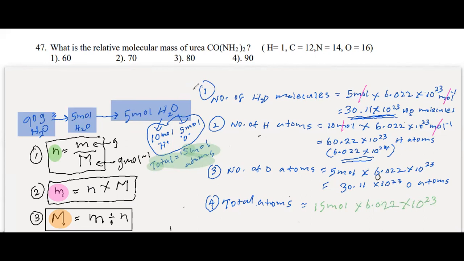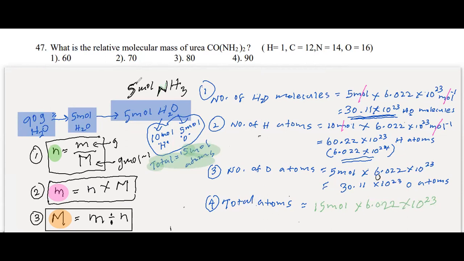The same method here. Instead of water, you can put here 5 moles of ammonia. Then they can ask number of nitrogen atoms. If you want to find the total number of atoms in 5 moles of ammonia, then what? Total you get 5 times 3, 15, then 20 into Avogadro constant. Is that clear?